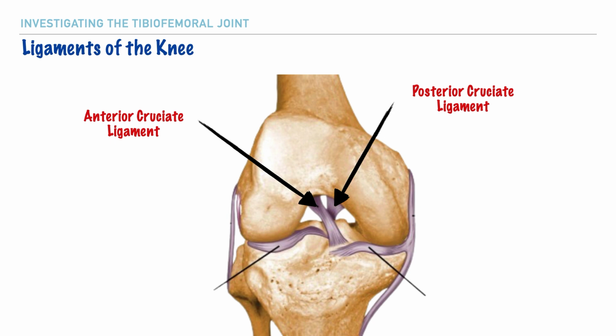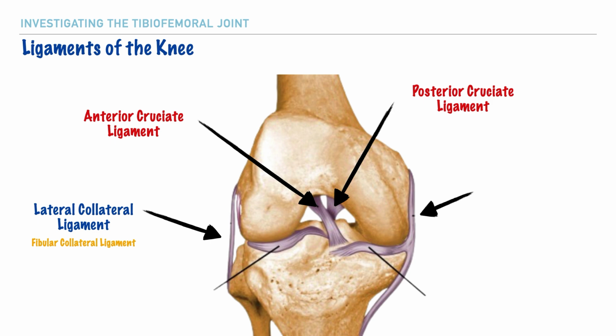However, if we were to take a look at these ligaments from a superior perspective, they would appear to be parallel to one another. Next, we have the lateral collateral ligament, which is sometimes referred to as the fibular collateral ligament, and the medial collateral ligament, which is sometimes referred to as the tibial collateral ligament. And sitting atop the tibia are the menisci, the lateral meniscus, and then the medial meniscus.